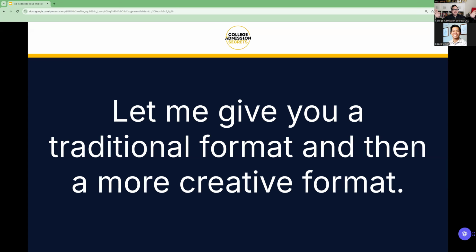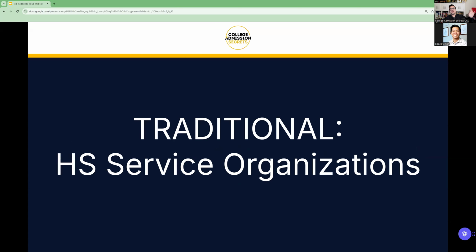Let me give you two pathways. Pathway number one is the traditional way to think about this, and I'm going to give you a more creative way. You let me know which one you like better, okay? The traditional way: let's find a high school service organization that allows you to participate in various volunteering organizations.